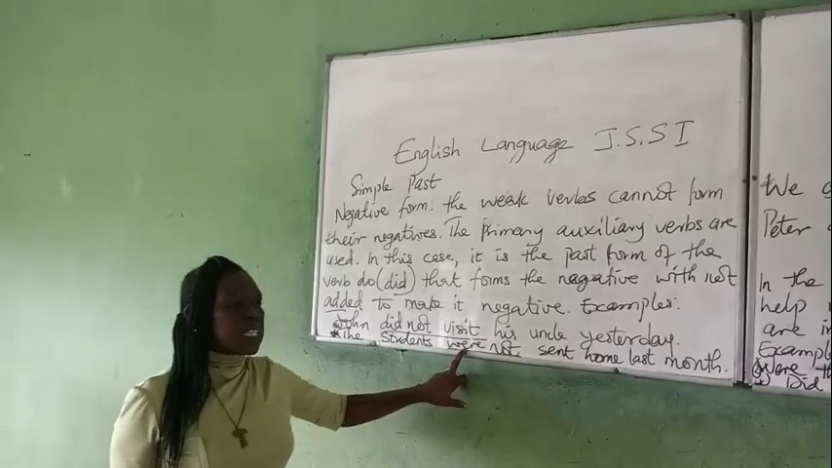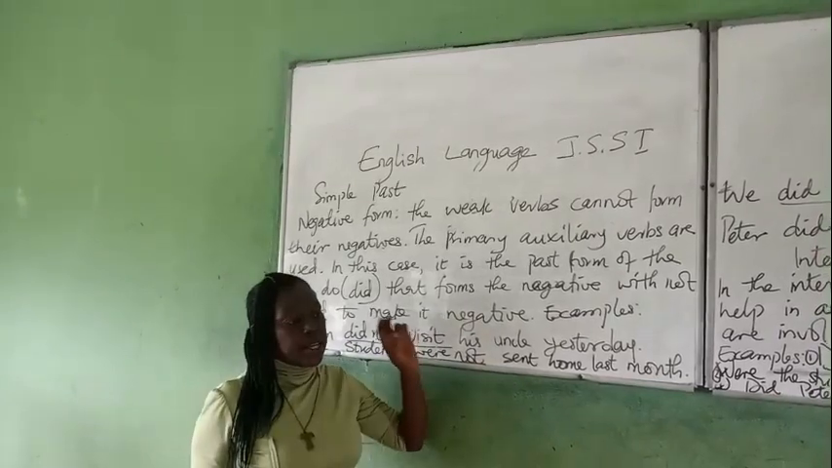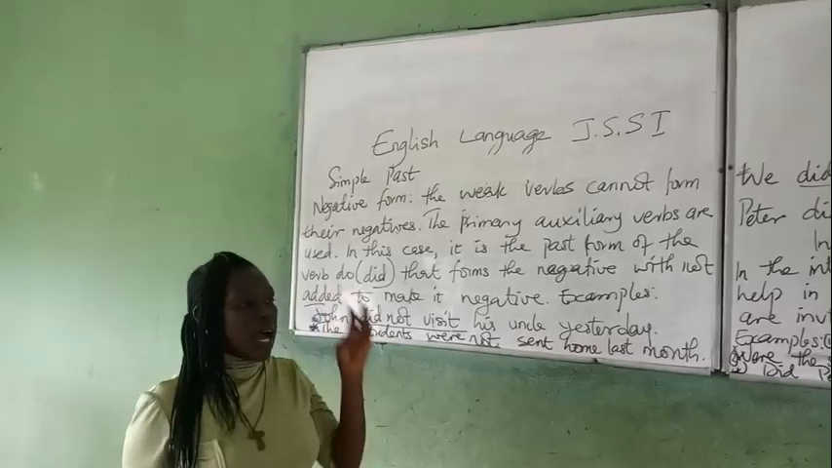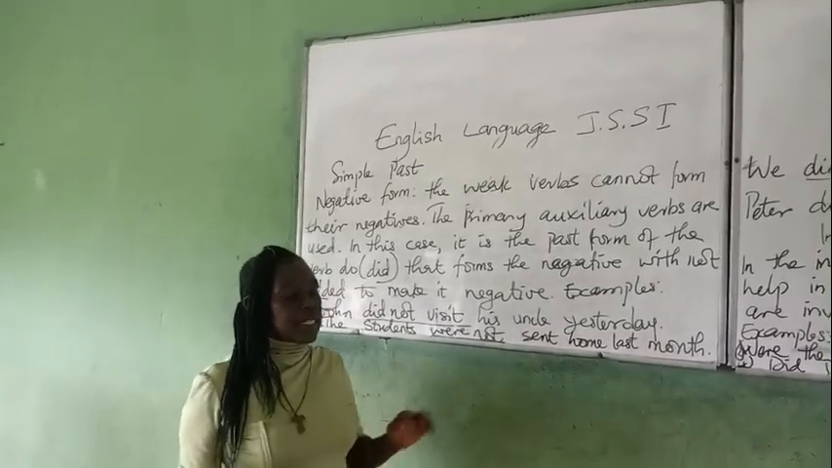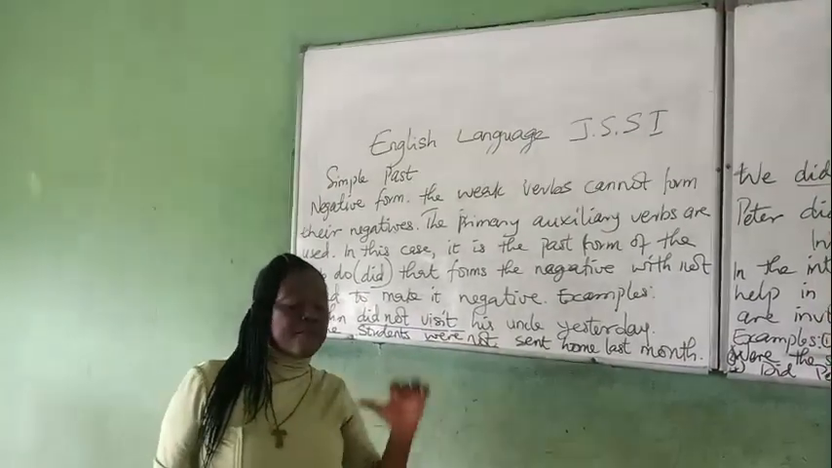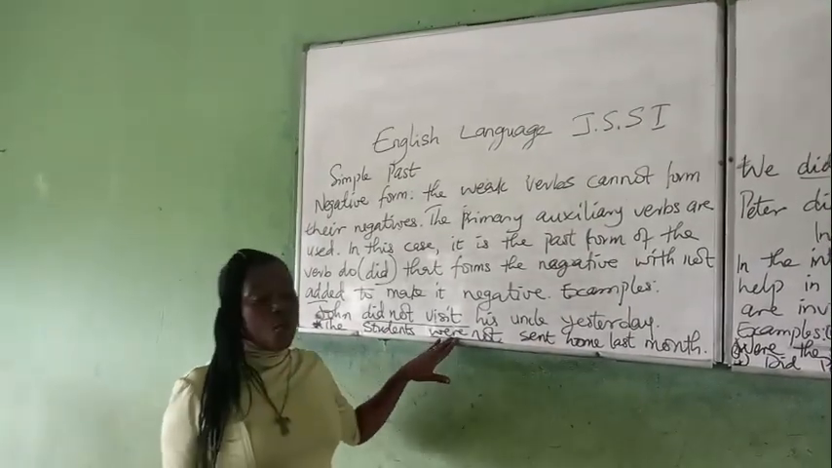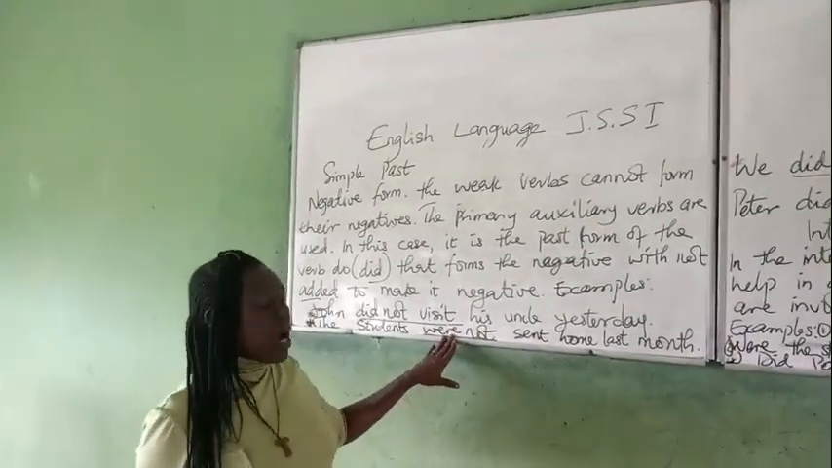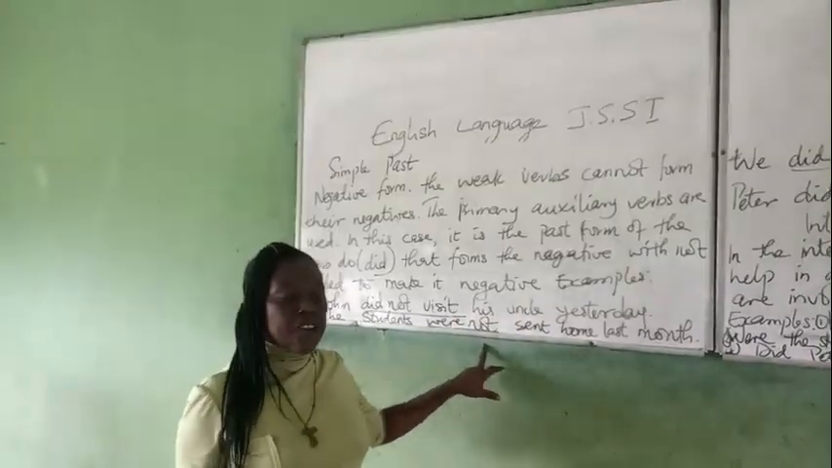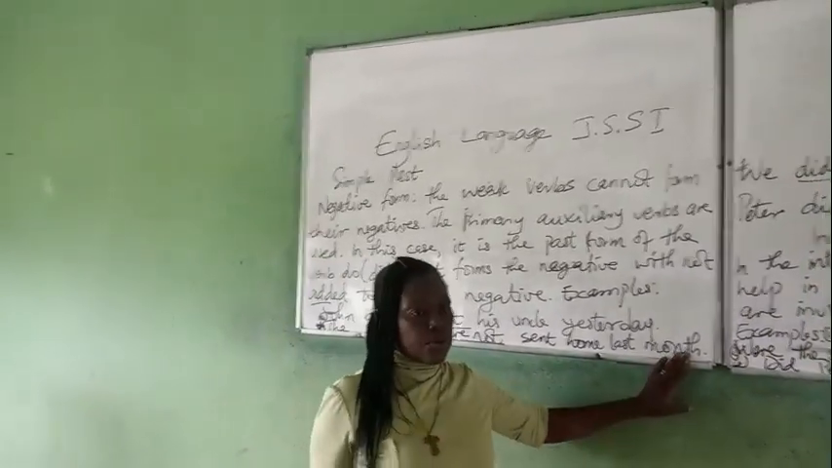If you remember the auxiliaries, the primary auxiliaries, we have the verbs do, be, and have. In the family of be, we have am, is, are for the present, was and were for the past. And these auxiliaries can serve as main verb at the same time as auxiliary. So in this sentence, the verb were stands as the main verb, and it can now use its own negative without asking for help. So that's why we have, students were not sent home last month.